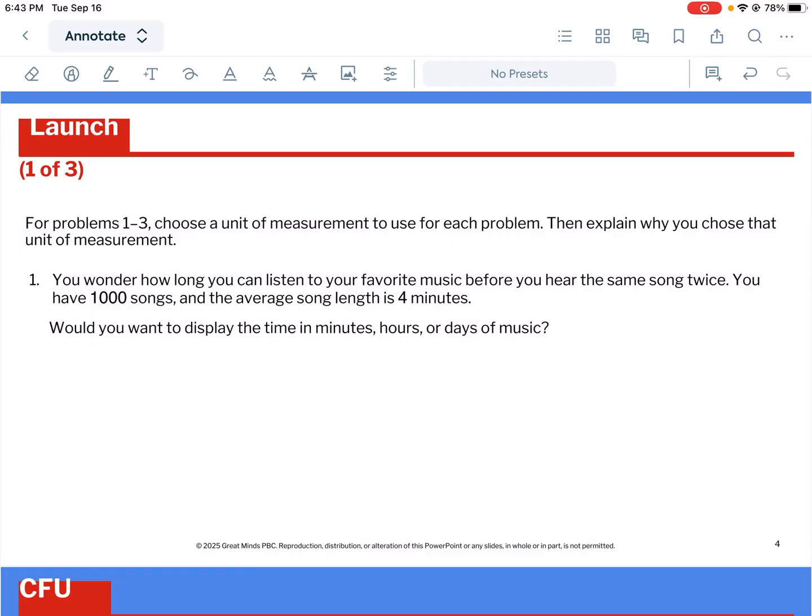Number 1 says, you wonder how long you can listen to your favorite music before you hear the same song twice. You have 1,000 songs and the average song length is 4 minutes. Would you want to display the time in minutes, hours, or days of music? How I set this up, we need the total amount of time that the music would have to play first before we can even convert anything. In order to get that, we're just going to multiply 1,000 songs. If each song is 4 minutes in total, that gives us 4,000 minutes.